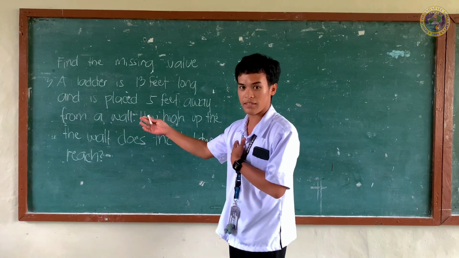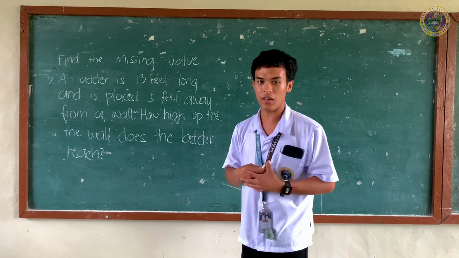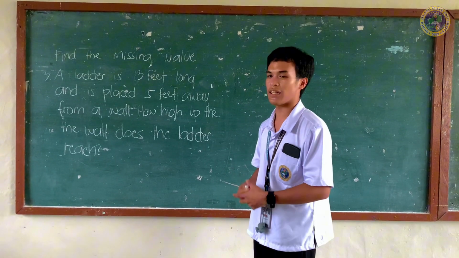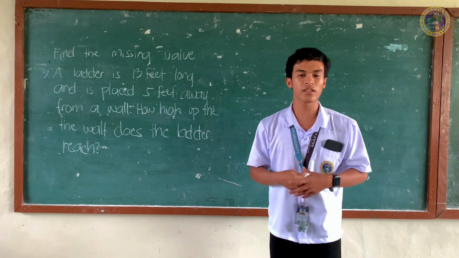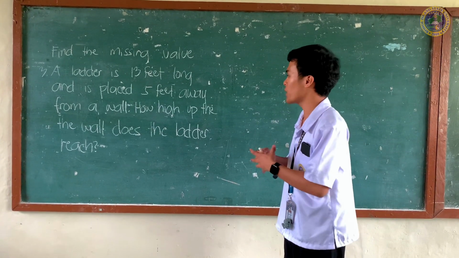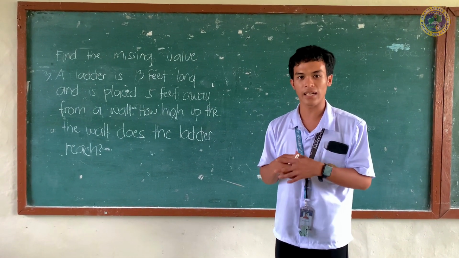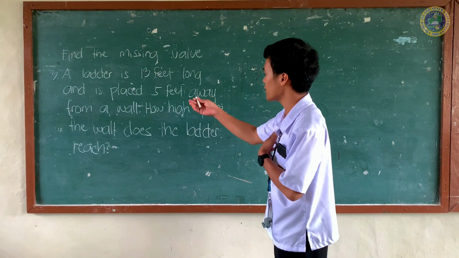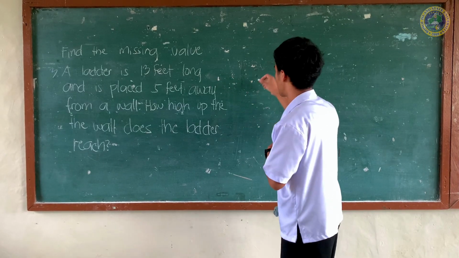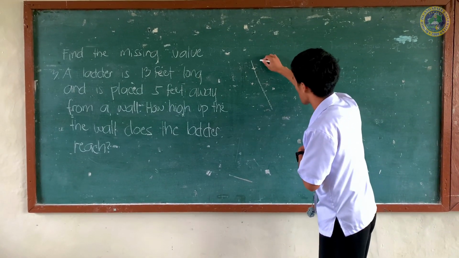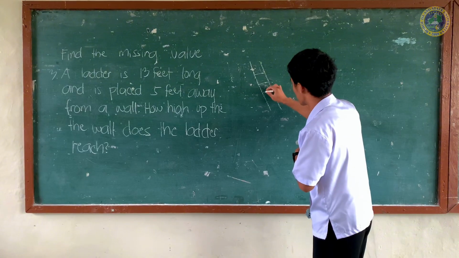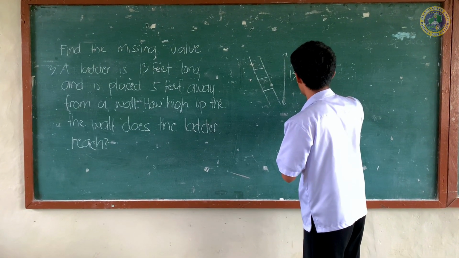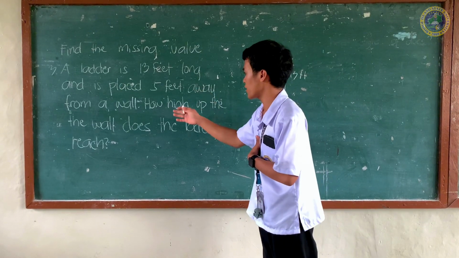So a ladder is 30 feet long and is placed 5 feet away from a wall. So how high up the wall does the ladder reach? So again, in solving a problem in Pythagorean theorem, we need first to illustrate the problem so we can identify the missing side and its given. So first let me illustrate the problem. So a ladder is 30 feet long. This is 30 feet long. And 5 feet away from the wall.